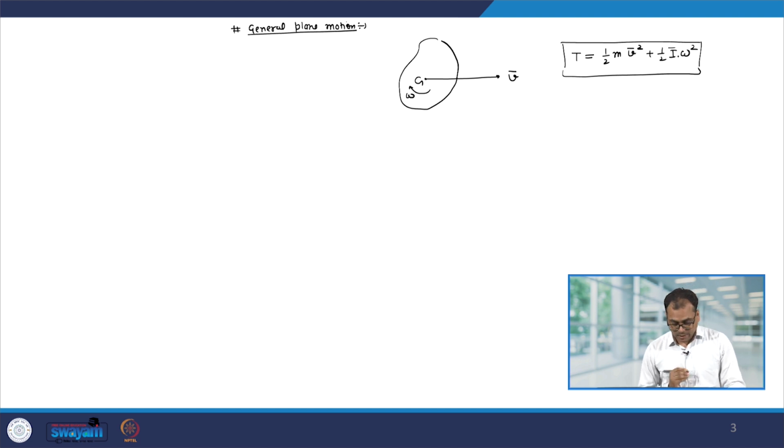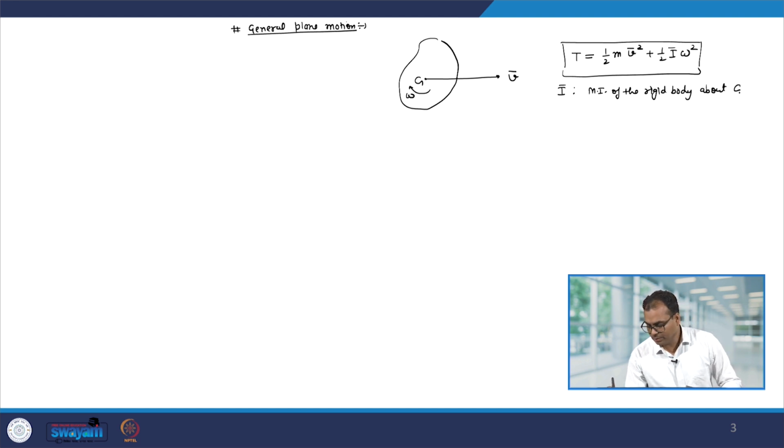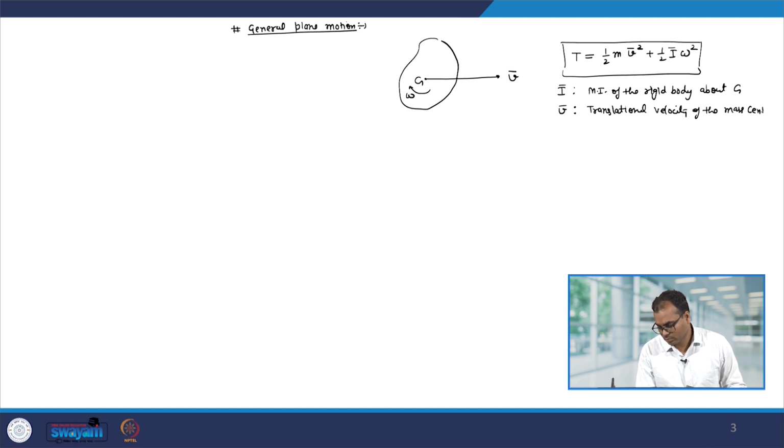Here I bar is the moment of inertia of this rigid body about G. So, I bar is the moment of inertia of the rigid body about G or the mass center, and v bar is the translational velocity of the mass center, and omega is the rotational velocity about the mass center.